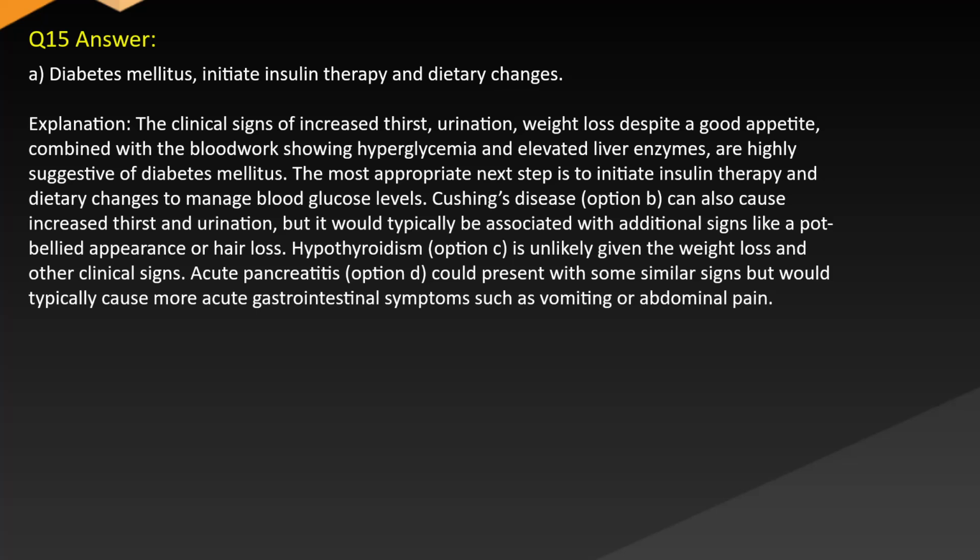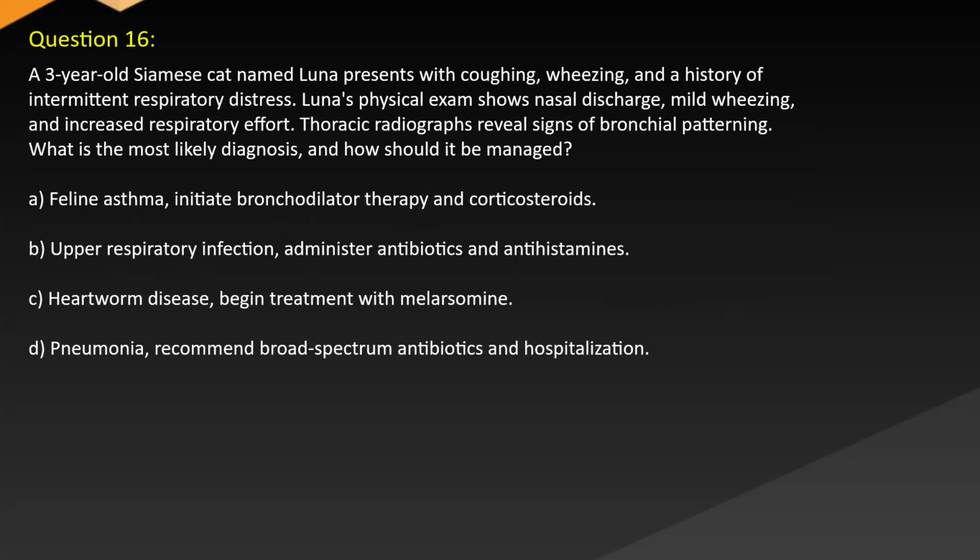Cushing's disease, option B, can also cause increased thirst and urination, but it would typically be associated with additional signs like pot-bellied appearance or hair loss. Hypothyroidism, option C, is unlikely given the weight loss and other clinical signs. Acute pancreatitis, option D, could present with some similar signs, but would typically cause more acute gastrointestinal symptoms such as vomiting or abdominal pain. Question 16.